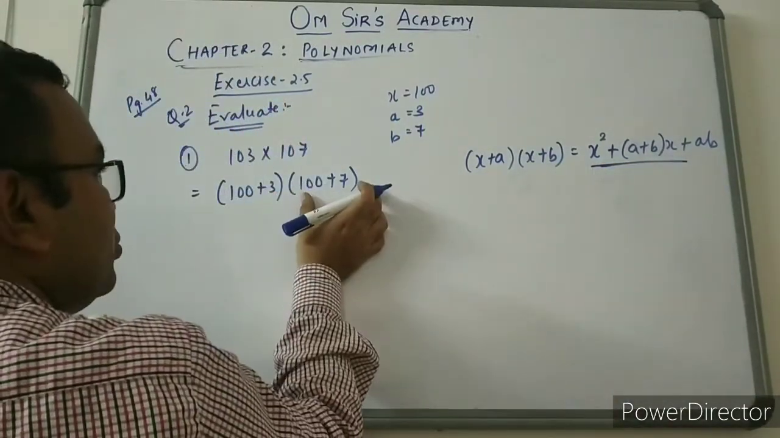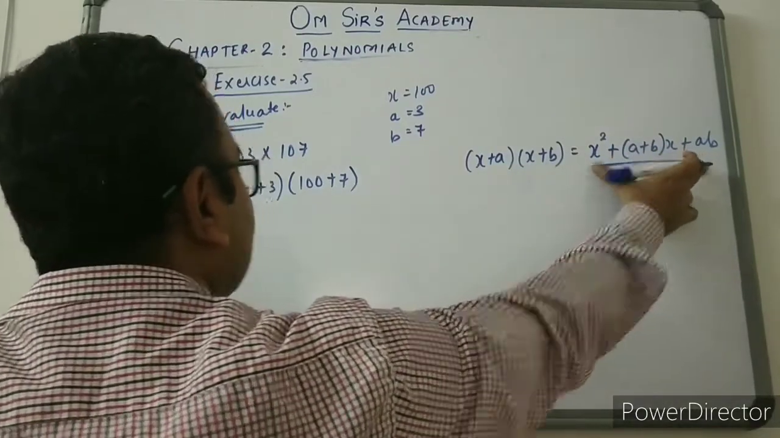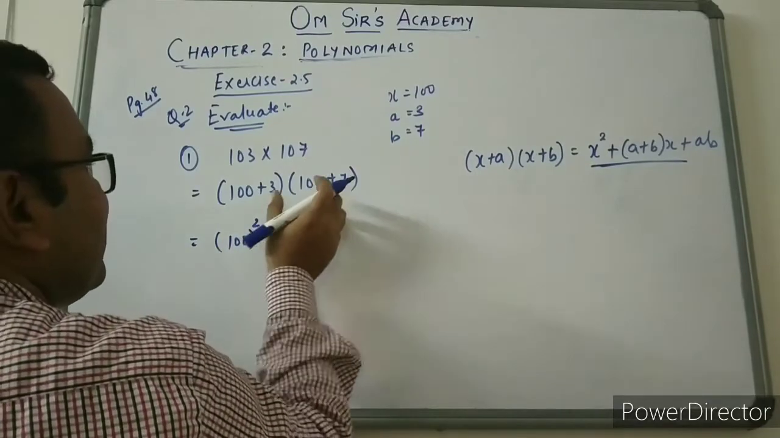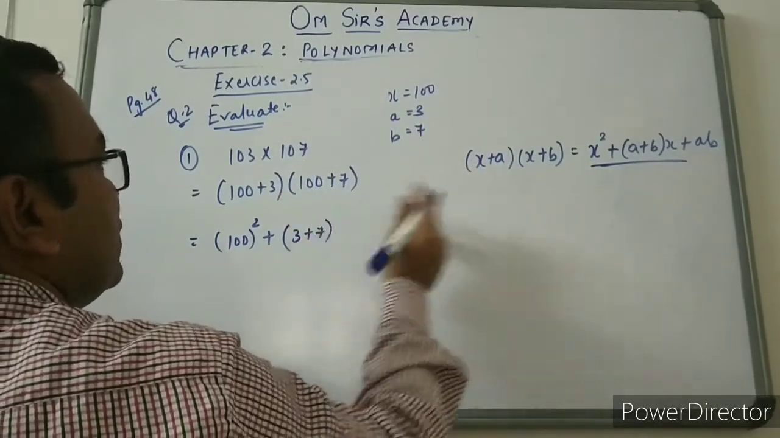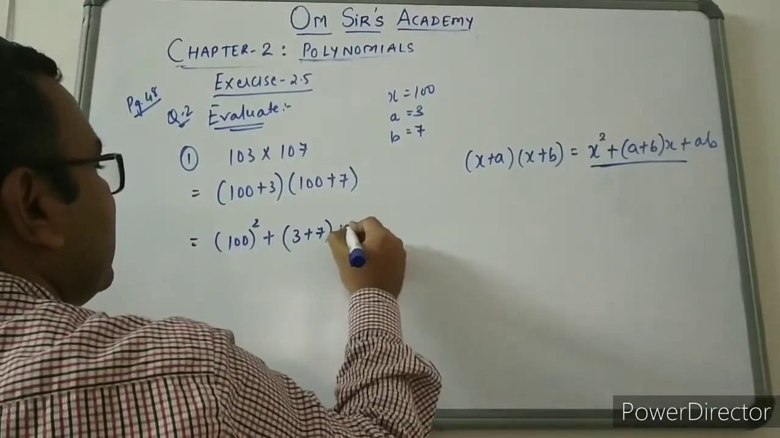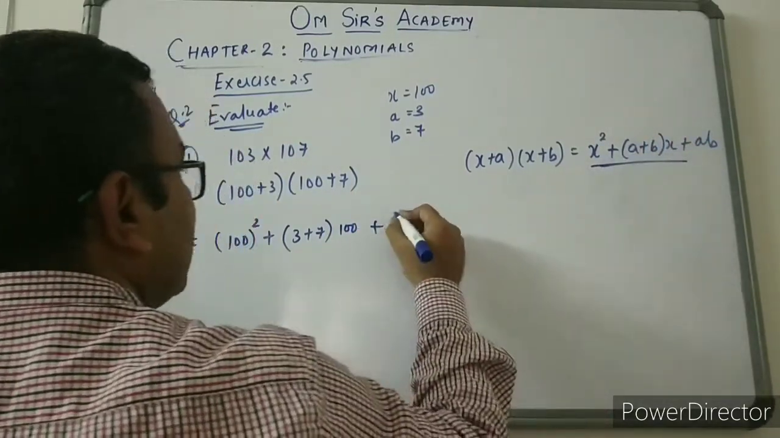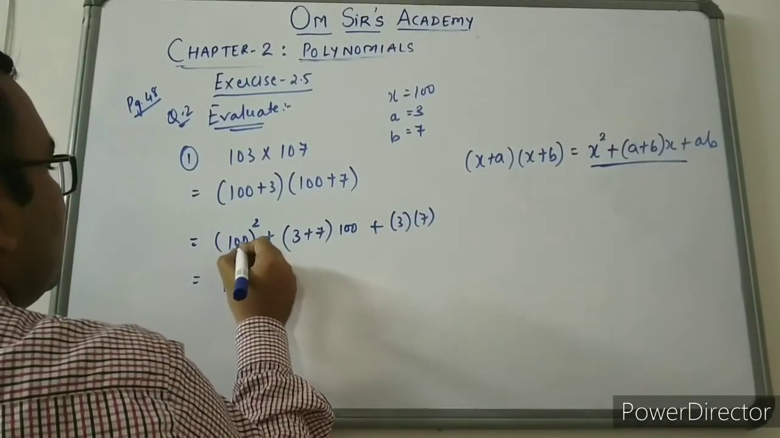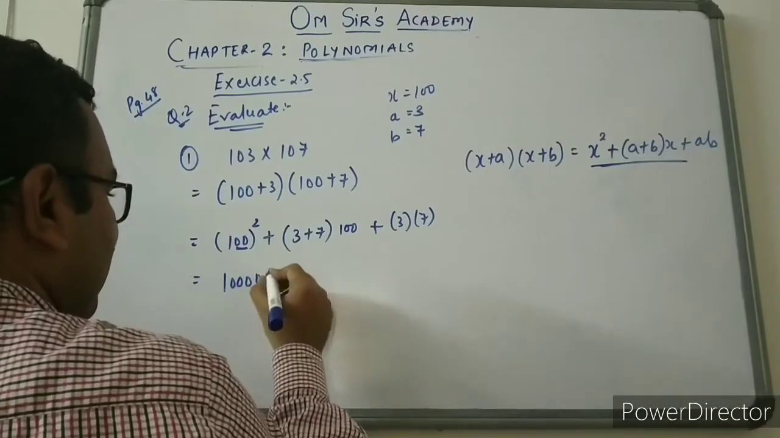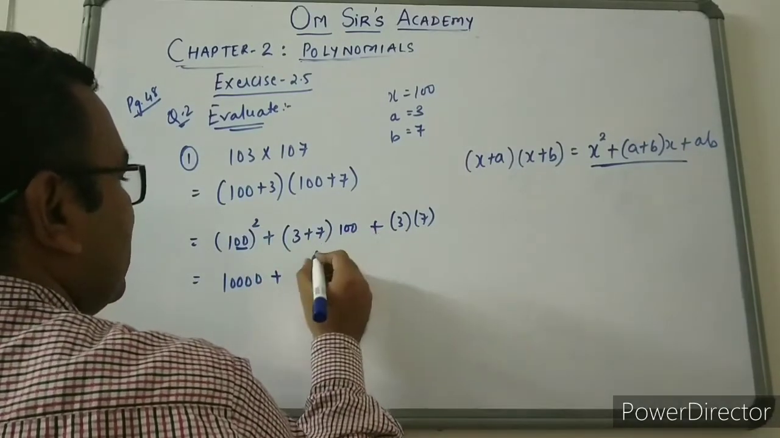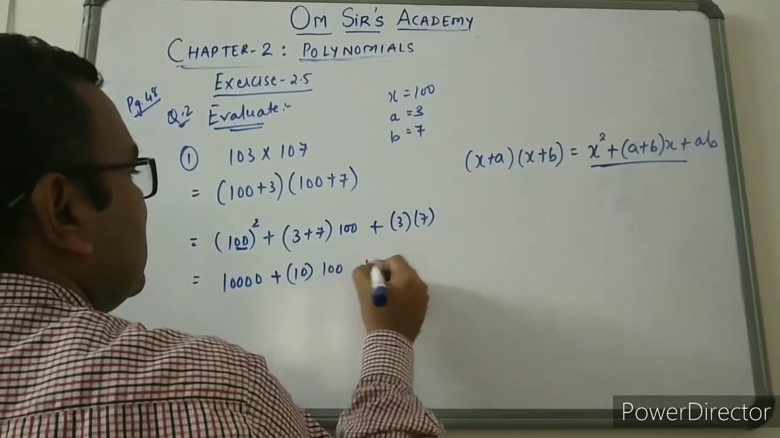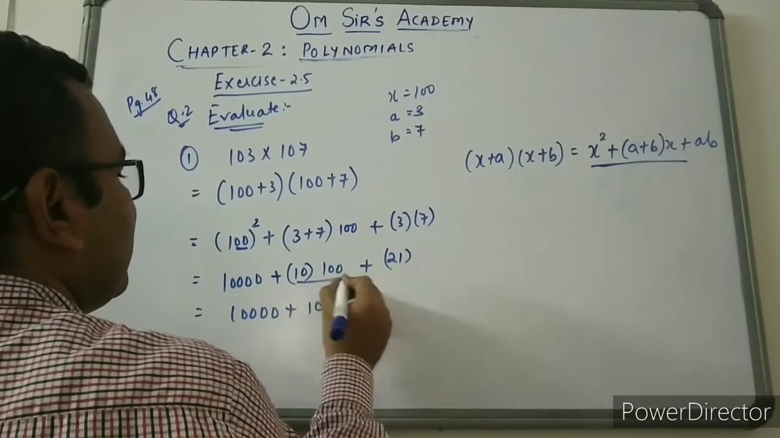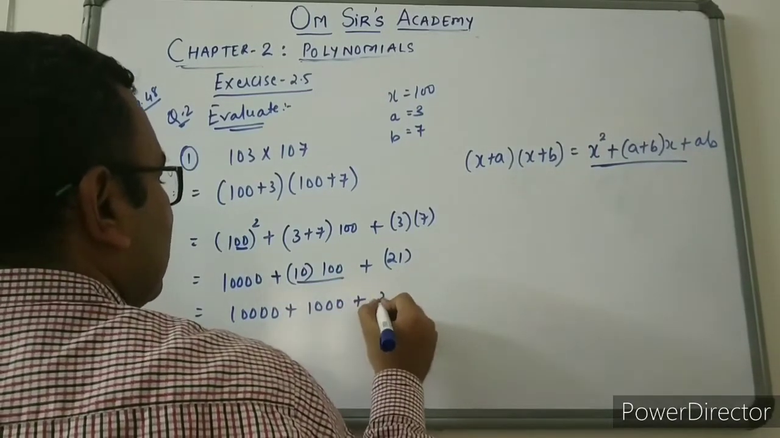So if I multiply these two, x plus a and x plus b, answer will be in this form. So it is x square, that is 100 the whole square, plus a plus b, so what is a plus b? 3 plus 7 into x, what is x? Again 100, plus ab, that is 3 into 7. So 100 square is what? 10,000. 2 zeros are there, if you square it becomes 4 zeros, plus 3 plus 7 is 10. 10 into 100 is what? 1000, plus 21.